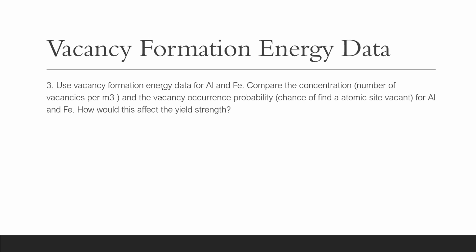All right, so the prompt for this question is to use vacancy formation energy data for aluminum and iron. Compare the concentration, aka the number of vacancies per meter cubed, and the vacancy occurrence probability, the chance of finding an atom site vacant, for both aluminum and iron. And additionally, answer how this would affect yield strength.